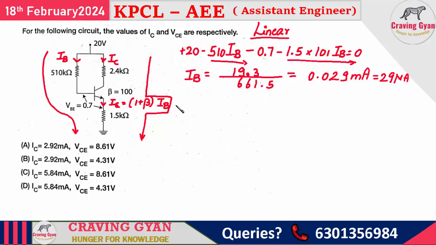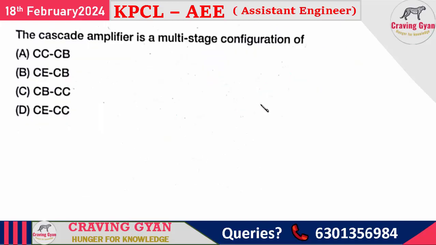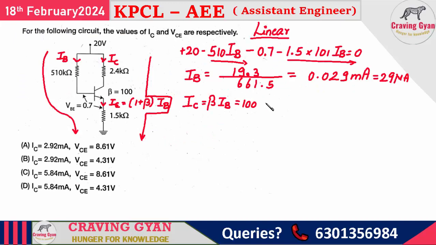Now, we know that the transistor is operating in linear region. So the collector current equals beta times IB. What is the value of beta? 100. Multiplied by the base current, what is the value of the base current? It is 0.029. So this equals 2.9 milliamperes. So the value of the collector current is 2.9 milliamperes.